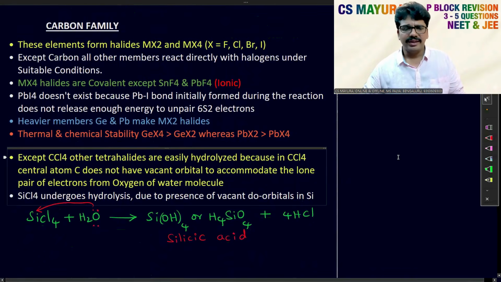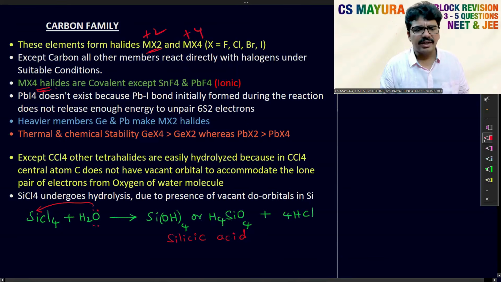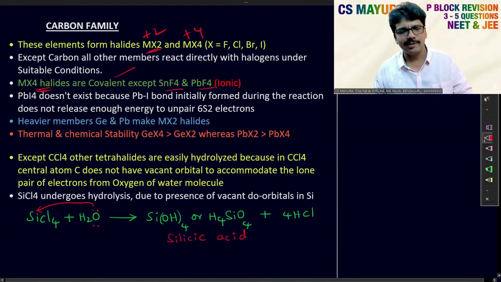Yes, coming to the carbon family. Carbon family basically forms two types of halides, MX2 and MX4. With +2 oxidation state, MX2; with +4 oxidation state, MX4. But carbon only shows +4 with halogens; +2 is not there. Now here some important points are there. In tetrahalides, all halides are covalent. Only SnF4 and PbF4 are ionic. Remaining all tetrahalides are covalent.